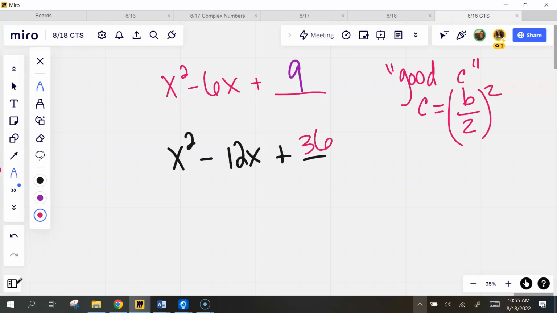So to find a good C, and I'm going to make sure I don't have a leading coefficient, but we'll get to that in a minute, I'm going to take half of the middle term and square it to find out what needs to go there. Okay? Half the battle is finding the good C.